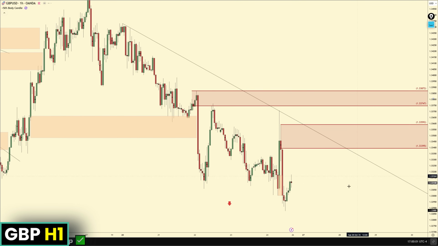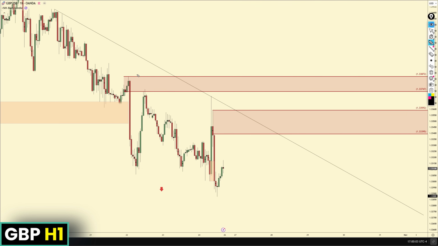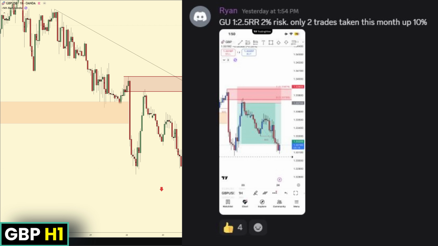If you look over here on the 1 hour chart, you can see we caught a beautiful 1 hour supply zone trade, picture perfect, low easily targeted there. And Ryan from the Discord group caught this beautiful 1 hour supply zone setup as well.